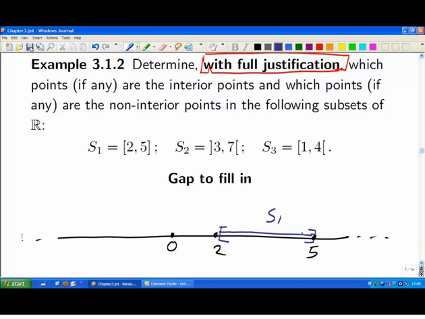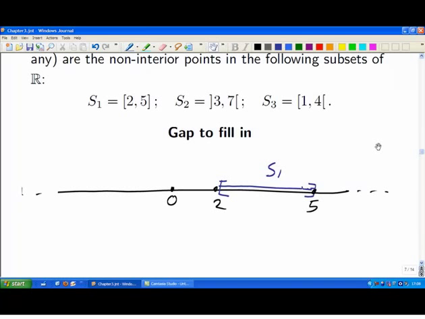Now, we're in a one-dimensional world instead of a two-dimensional world, so you have to rethink what interior means. You can't draw these disks anymore. Disks are now replaced by these open intervals. And you have to try and work out which of these points are interior and which of these points are non-interior.